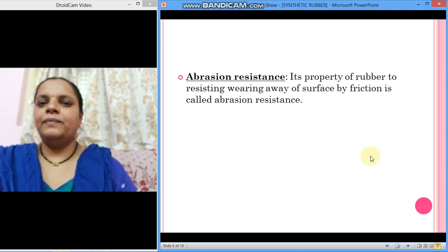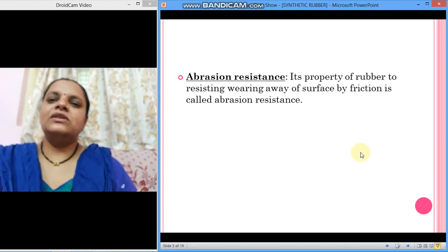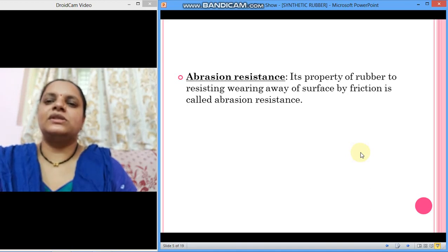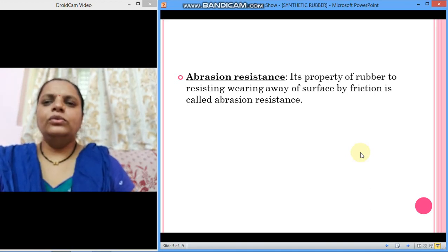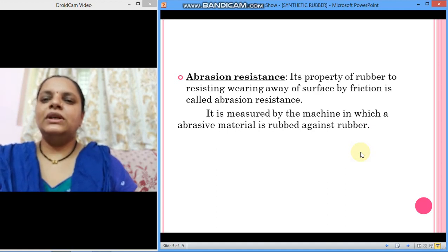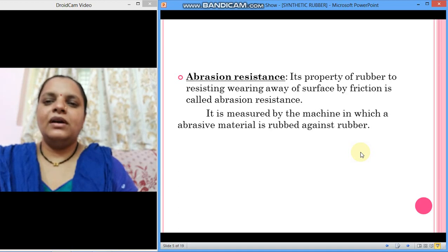Other is abrasion resistance. The meaning of abrasion is to resist friction. So it's the property of rubber to resist loss or wearing of the surface by friction, called abrasion resistance. As we know, this loss by friction is called abrasion, so the property of resisting it is called abrasion resistance. It is measured by a machine in which an abrasive material is rubbed against rubber, and we find the abrasion resistance.